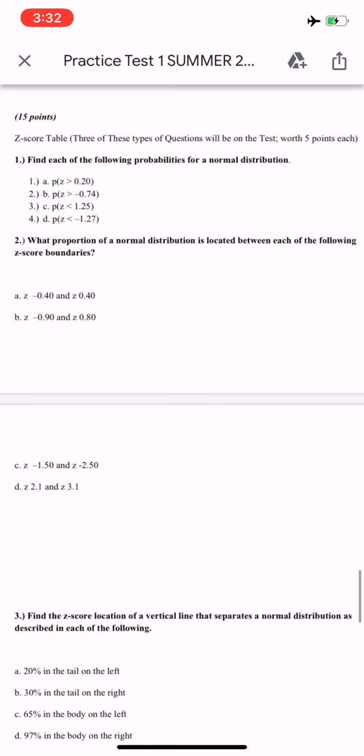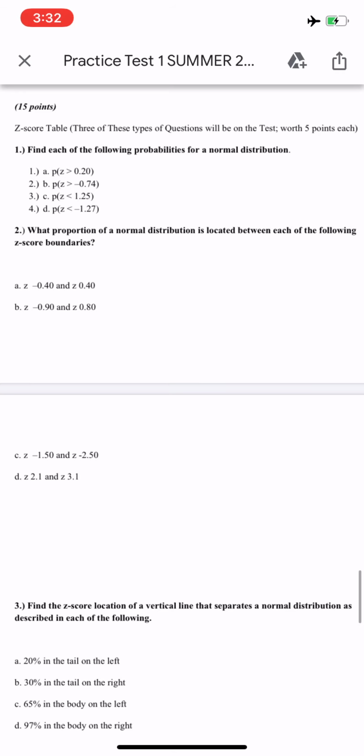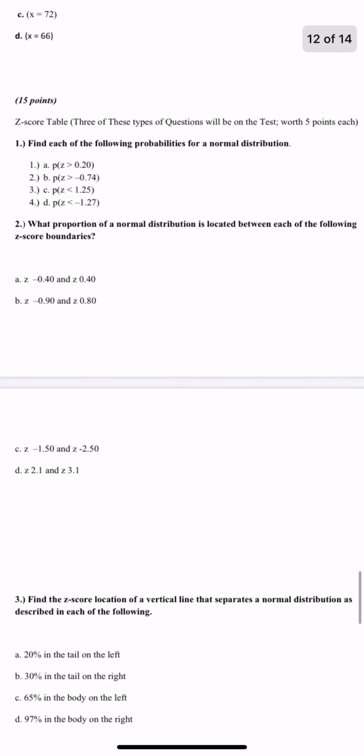B, z is negative 0.9 and z is positive 0.8, right? So you have opposite signs, so you know you're going to add them. So you go to 0.9, column D, and you will get 0.3159. Then you go to 0.8, column D, and you will get 0.2881. The answer comes out to 0.604.